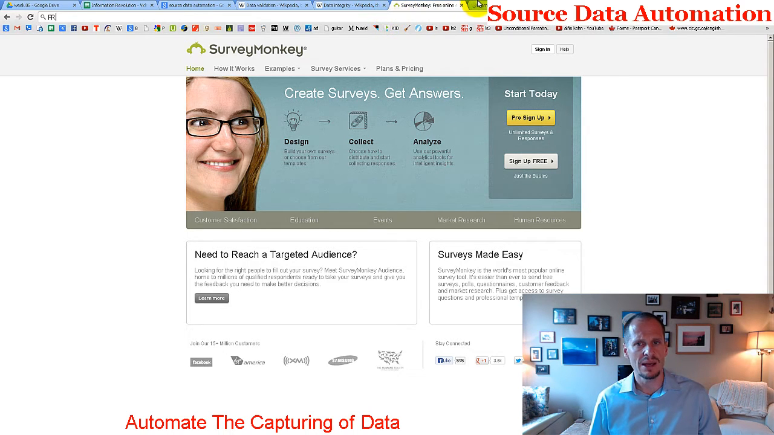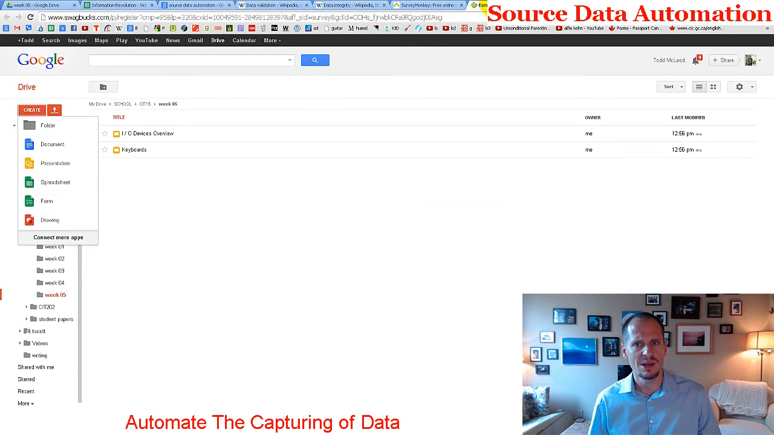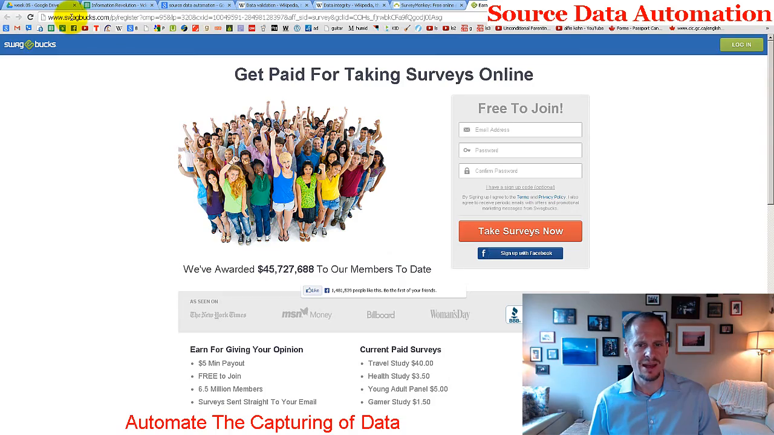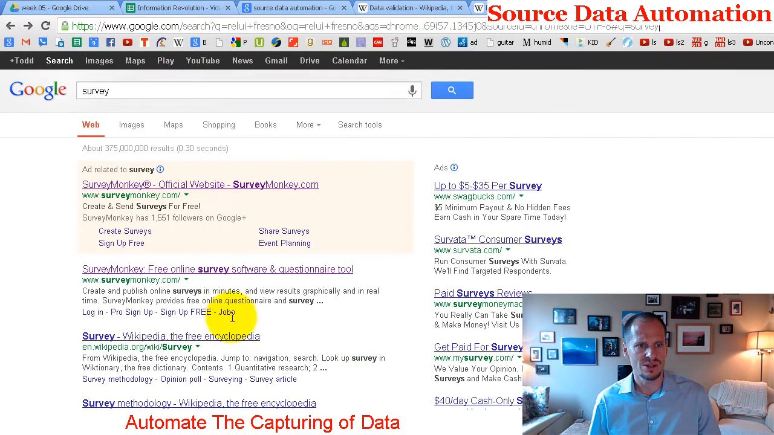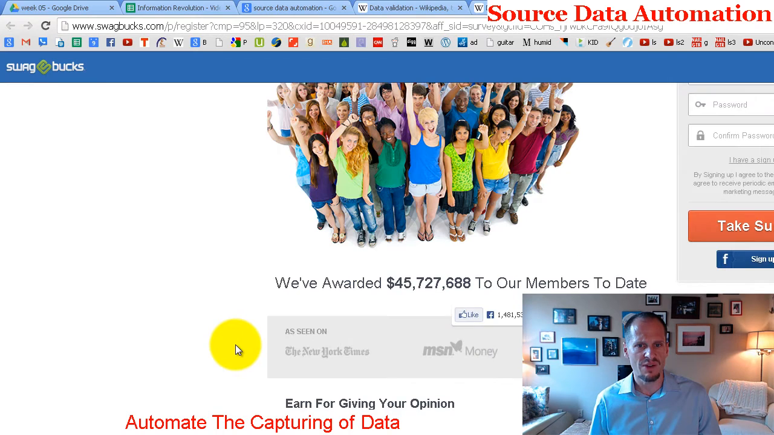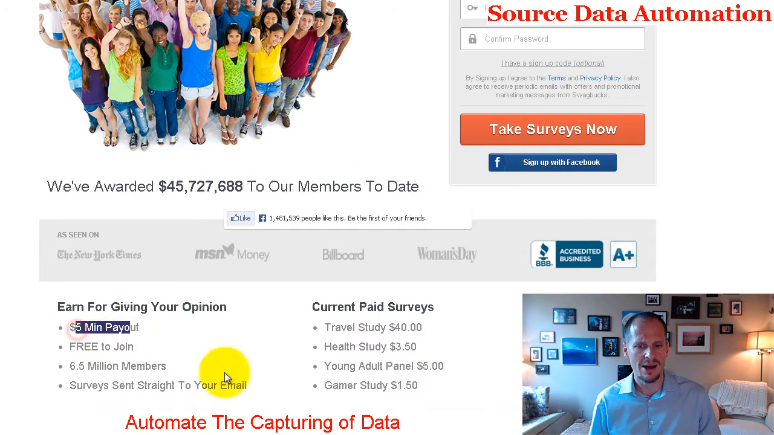And so SurveyMonkey, cool to know about. Google Forms, of course, under Google Drive, create form, awesome to know about. And I just saw this website. I don't know if it's any good, Swagbucks, but it actually came up when I was searching for surveys, SurveyMonkey, and then Swagbucks right there. And we've awarded over $45 million. They'll pay you to take surveys. And they say a $5 minimum payout, but then they say they're paying $1.50 for this gamer study. So I don't know what their issue is. But kind of an interesting website. Maybe if you want to make a few coins, see if it's worth your time, you might check it out. I've never played with it.